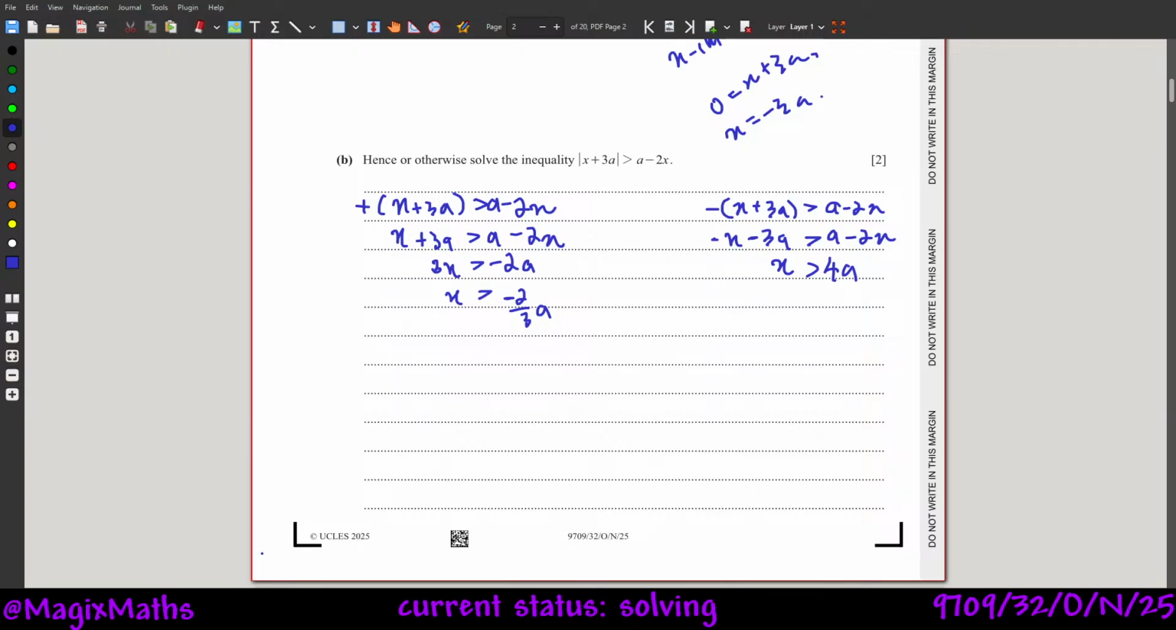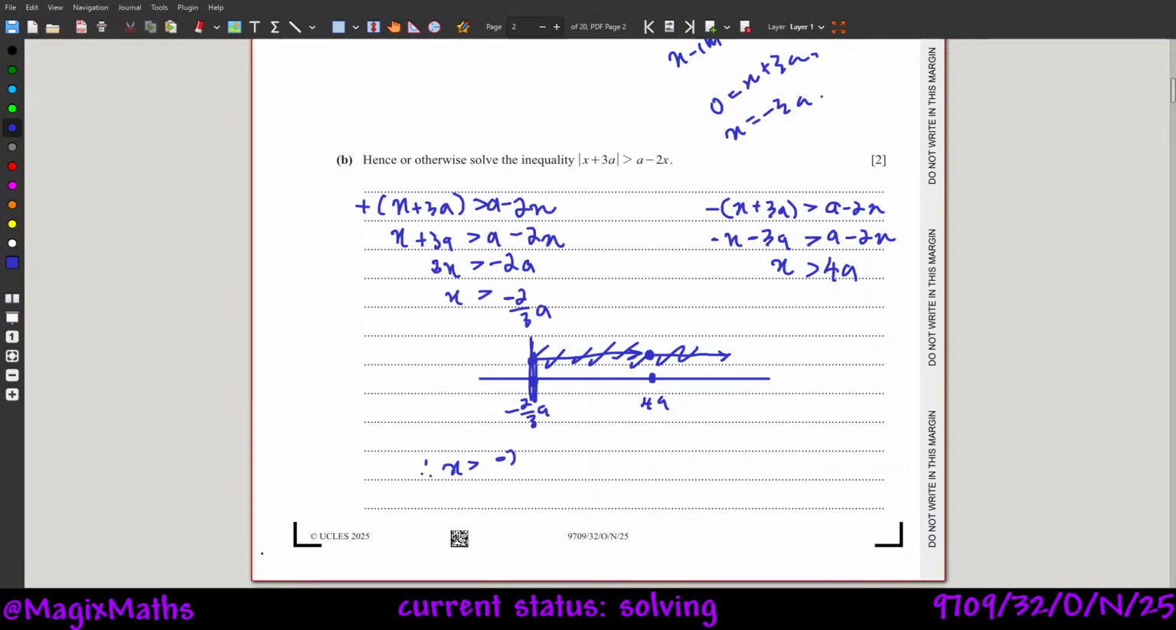And when you try to draw a line, right? So let's say we have a line here. One of them says that x is greater than 4a. And then the other one says that x is greater than negative 2 over 3a. So it goes there. So we can see that our conclusion is that x is greater than this. So hence x is greater than negative 2 over 3a.